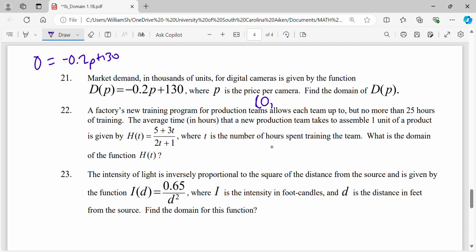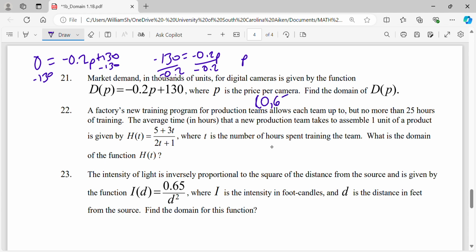Technically, if D of P is equal to 0, I have no demand, and if it's not demanded, it's not really sold because it's not going to sell. So if I solve for P here, subtract 130 to the other side, I get negative 130 equals negative 0.2P. If I divide by negative 0.2, I'm going to see that P is going to be 650.